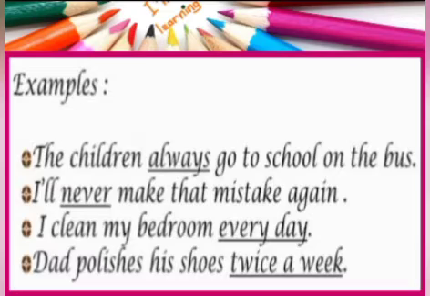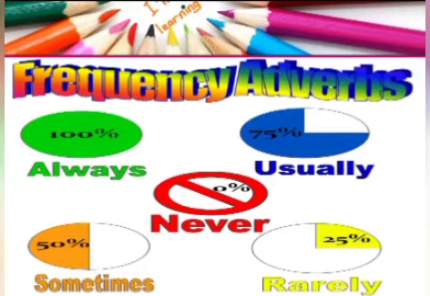Dad polishes his shoes twice a week. How many times is he polishing? Twice. So twice a week is the adverb of frequency. The better way to understand these words are always, that means something which is happening 100%.